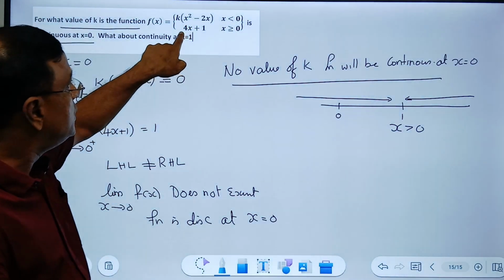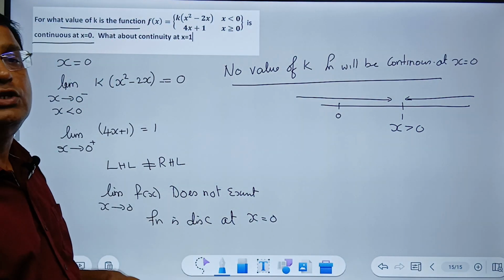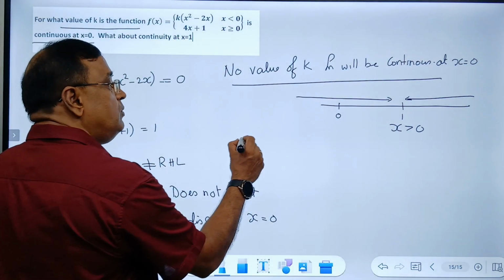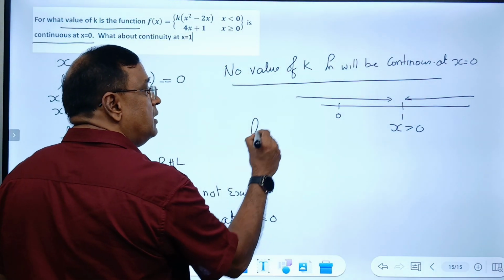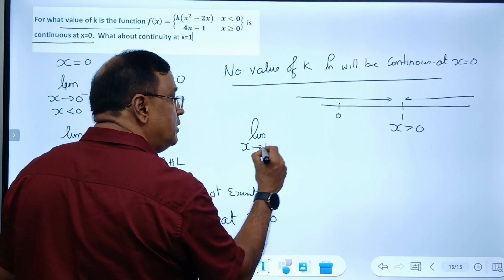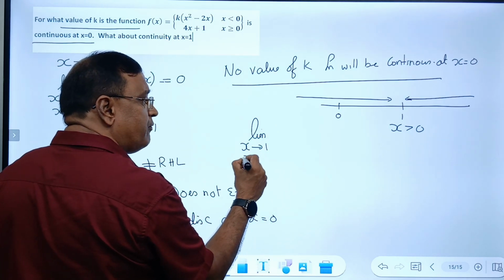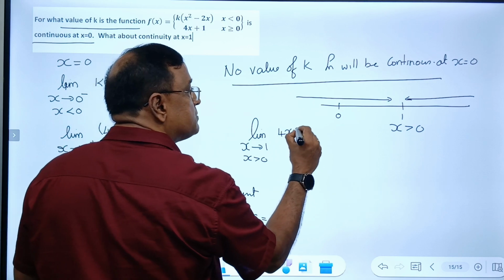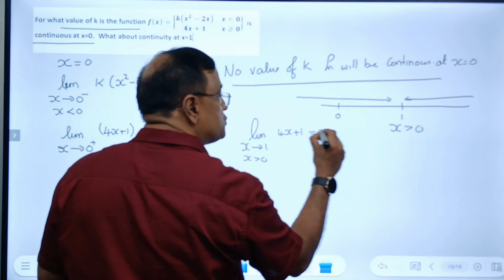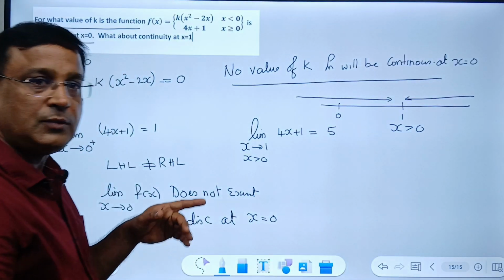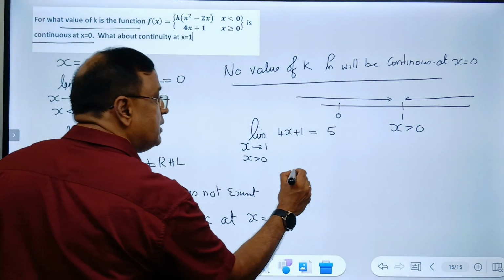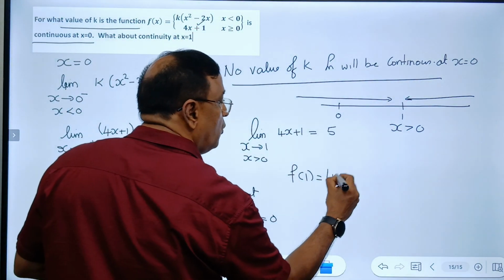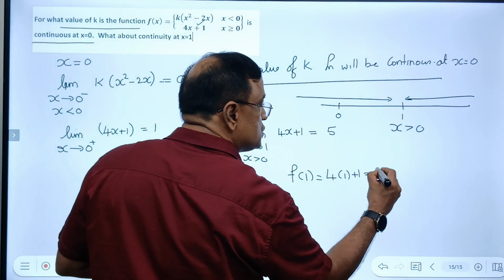my function is always 4x plus 1. So it is not necessary for me to use LHL and RHL. So I straight away go to limit. Limit x approaches 1. When I say x approaches 1, definitely x is greater than 0. So what function should I use? 4x plus 1. So direct substitution, you get 5. So limit is 5. Now what is f of 1? Again you have to substitute here. What do you get? 4 into 1 plus 1, which is also 5.